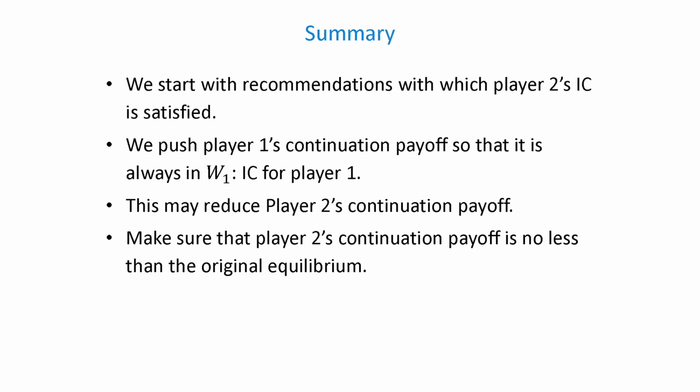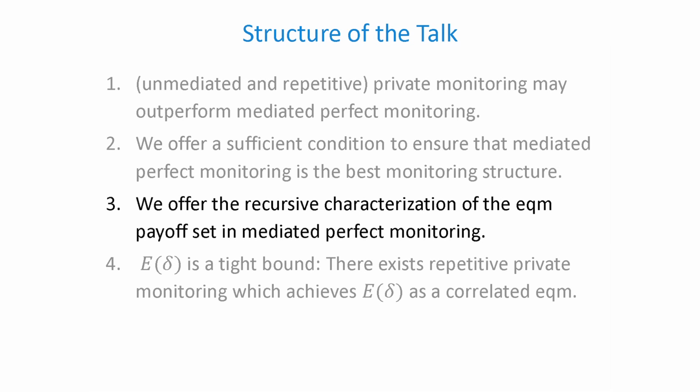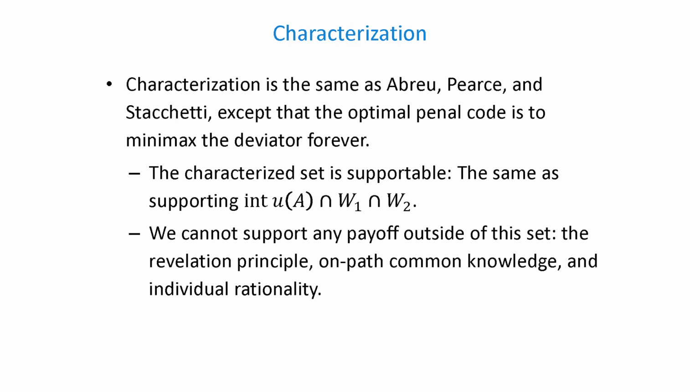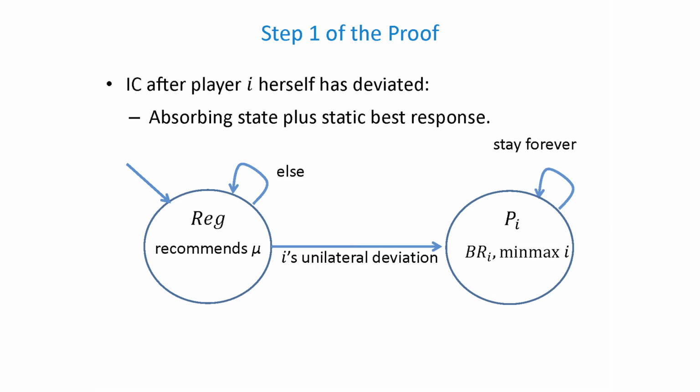So if we go back to the original place where we are, basically we are finishing explaining why this sufficient condition ensures that the mediated perfect monitoring is the best monitoring structure. Okay? And very quickly, we explain what recursive characterization we can obtain. So the characterization is the same as the Abreu-Pearce-Stacchetti operator or Shapley operator, except that the optimal penal code is replaced with minimaxing the deviator forever, using the same trick as we supported this intersection, by mixing on-path recommendation slightly so that we can punish the deviator without notifying the punisher, basically. Okay?